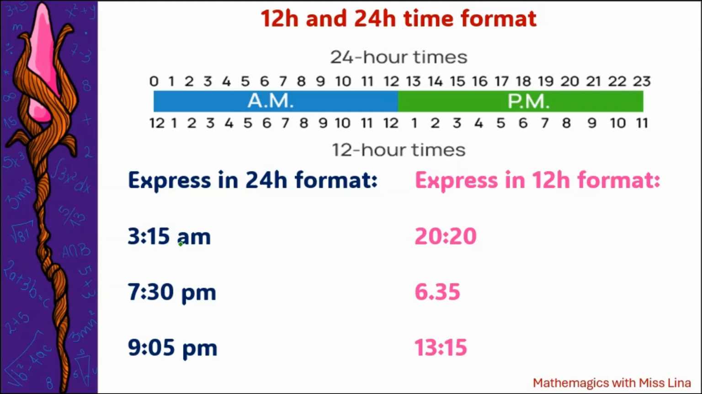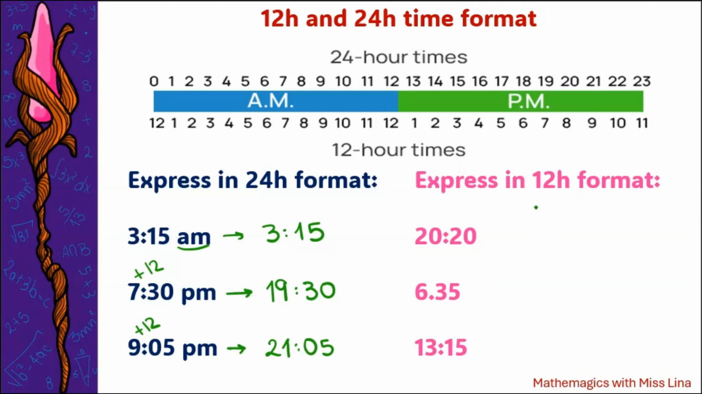Okay, let's check this one. It says AM, so it changed directly. We don't need to add anything or subtract anything. This is PM, that implies that it's bigger than 12, so we need to add: 7 plus 12 is 19. 19:30. 9 p.m. Again, it has to be bigger than 12. So 12 plus 9 is 21. 21:00.